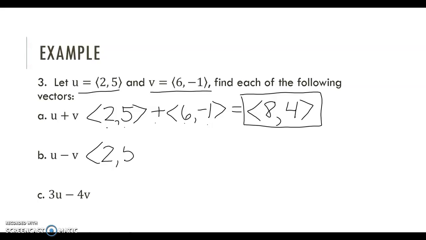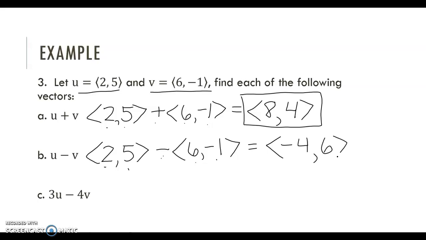So next one, u minus v, so 2, 5 minus 6, -1. Just subtracting 2 minus 6 gives me a -4. 5 minus a -1, that double negative makes me add, so I get 6, and the vector is -4, 6.